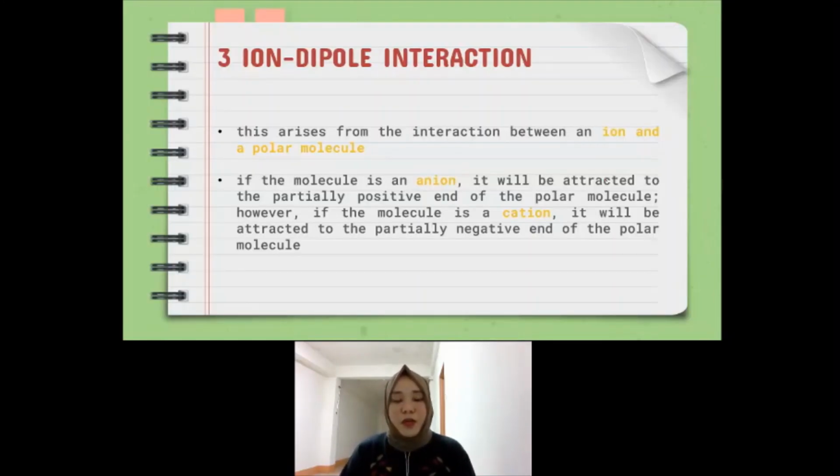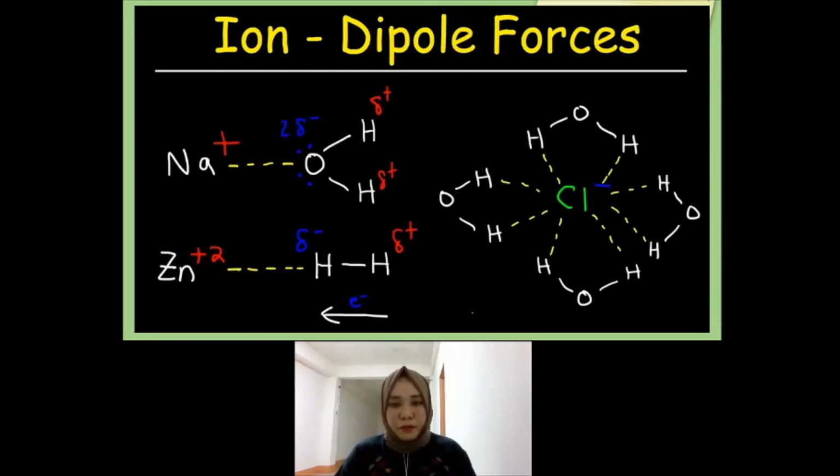Now, the third one, we call it the ion-dipole interaction. So, the difference from the dipole-dipole interaction is that, when you compare it, it involves ions. Okay, so ions can either be positively charged, which we call cations, or negatively charged, which we call anions. So, as an ion, it also involves a polar molecule. So, again, anion, negatively charged, cation, positively charged.